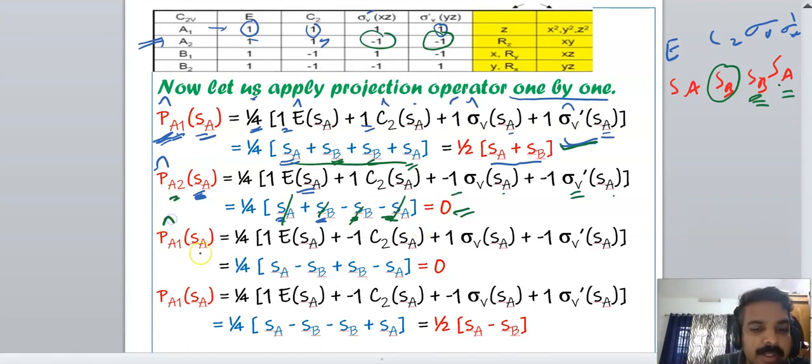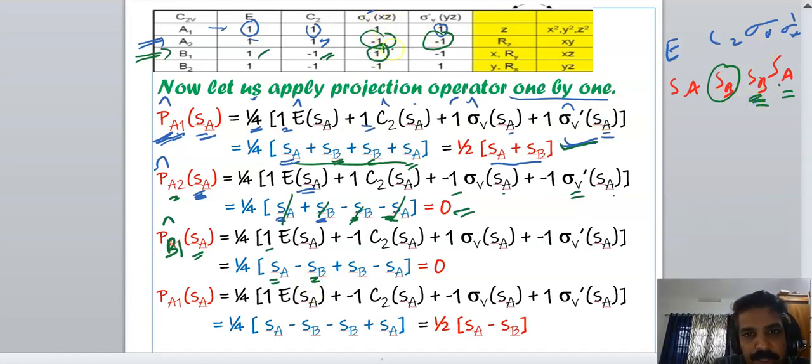Next P B1, it is not A1, it is B1, B1 SA. This is the third one, B1. Okay, again 1 here. So 1 by 4 into 1 into E into SA is equal to SA. Minus 1 into C2 acting on SA is equal to SB, so minus SB. Next sigma V XZ acting on SA is equal to SB. So it is 1 here. So 1 into SB, again SB here. Third one, the character is minus 1 here.